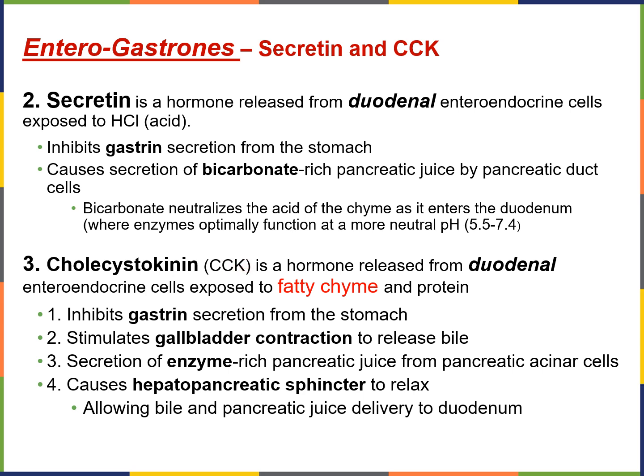Cholecystokinin is when we sense fats and protein in the duodenum. Again, that'll inhibit gastrin, stimulate gallbladder contraction to release bile, certainly more pancreatic juice, as well as releasing the sphincter to allow bile and pancreatic juice to enter the duodenum. You don't want it going in there all the time. You only want it going in when there's need. So the secretin is sensed from the stomach acid coming in. The cholecystokinin is released when fat and protein are sensed in the duodenum.